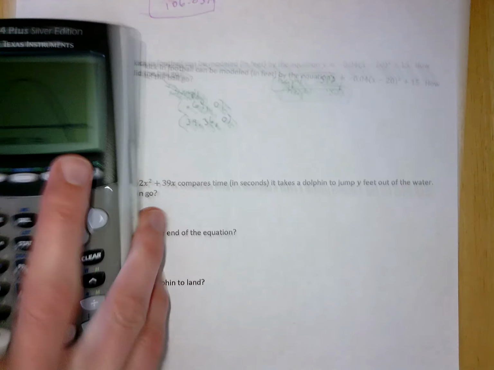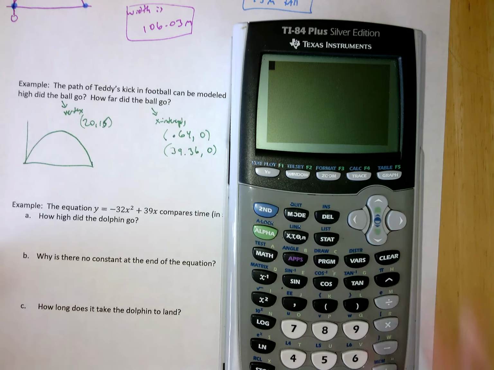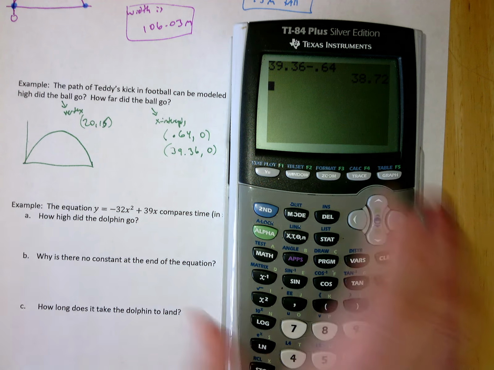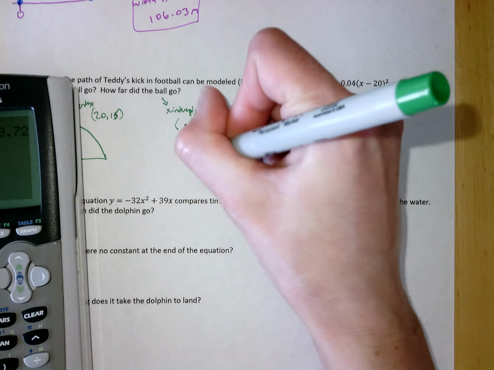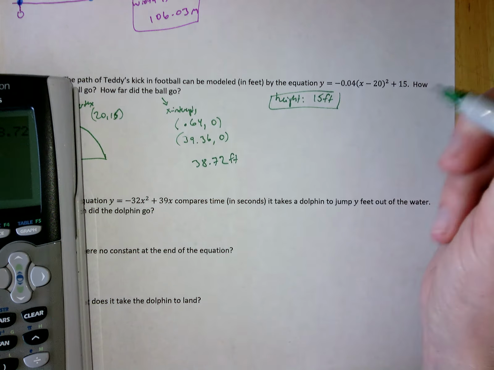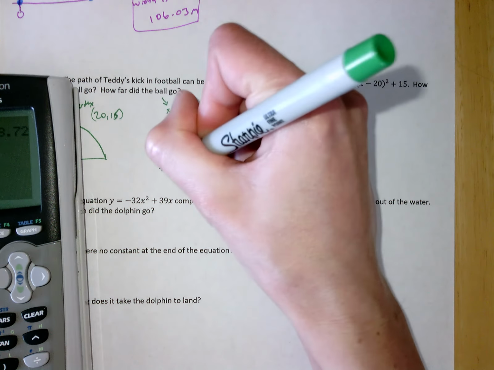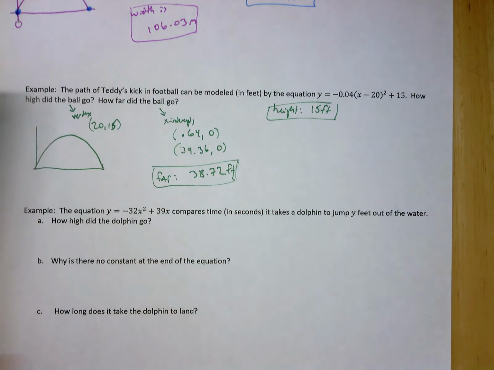So then if those are my two x-intercepts, I just need to find the distance between the two of them to figure out how far the ball went, right? So I'm going to do 39.36 minus 0.64, so 38.72. So the distance between those two is 38.72 feet. Okay, so that is how far it went. I guess I'm just going to write how far it went. It was kind of weird, but there we go. So I got our height and the distance traveled.